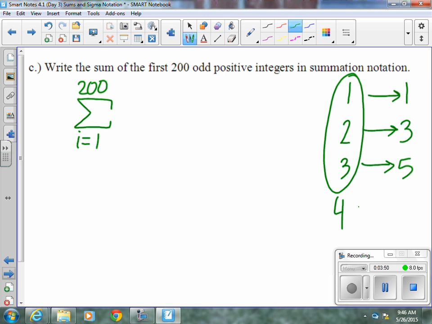How do we turn these numbers on the left into odd positive integers? Well, the best way to do that would be to take 2 times the left column, that's our i, minus 1. And that would be our summation notation for the first 200 odd positive integers.